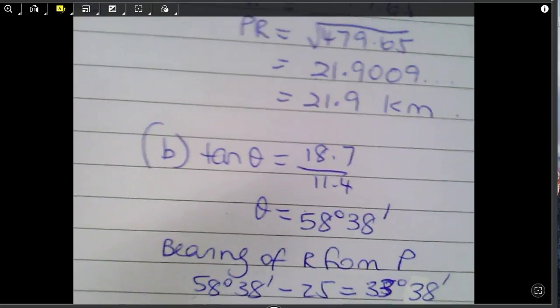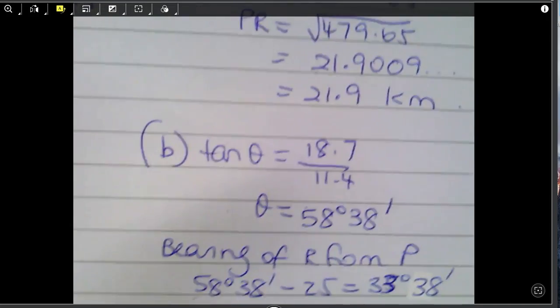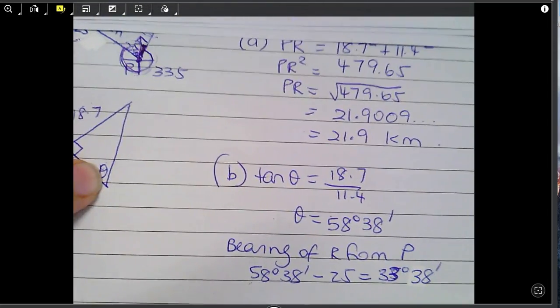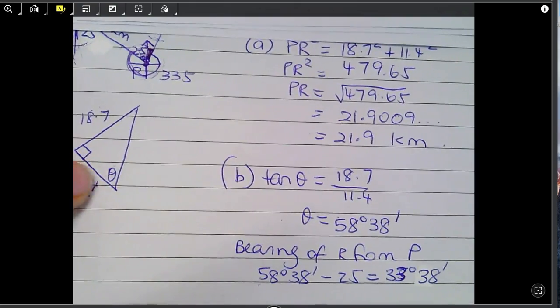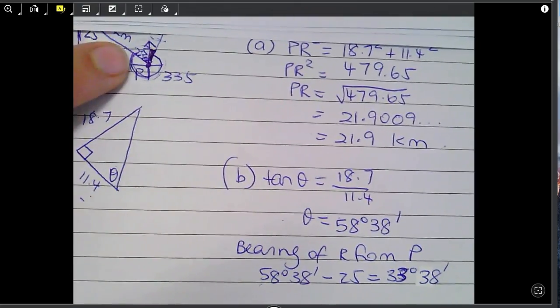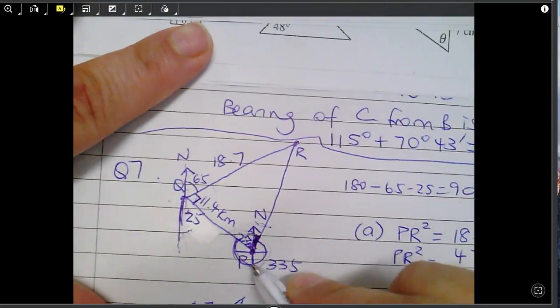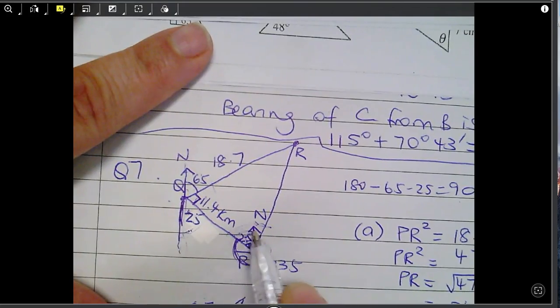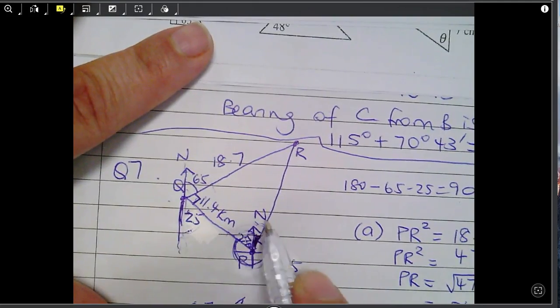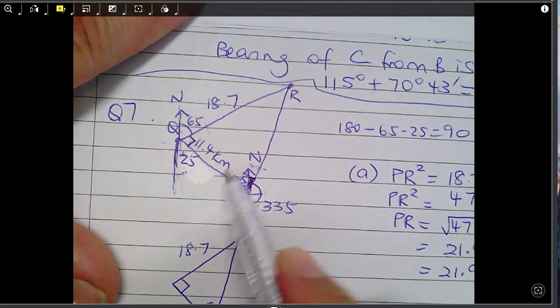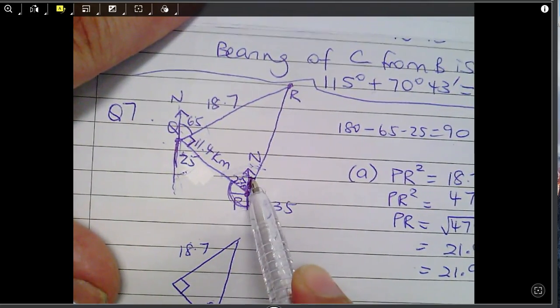Now, we have to find this angle here in that triangle because we want the bearing of R from P, but the problem is there is a north sign that goes right up inside this angle. We know on the left-hand side of the north sign that's 25 degrees. So the right-hand side will be whatever the whole thing is, which is 58 degrees 38 minutes. So the whole thing is 58, 38. Take away 25 gives me that little bit in there. Girls, these are quite tricky.